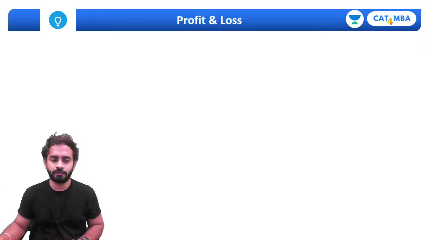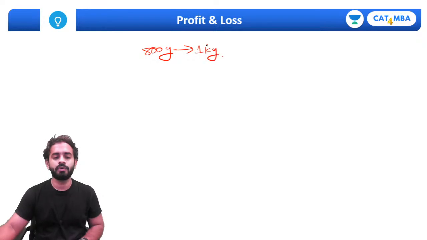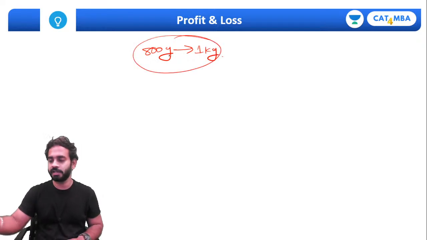Let's take another type of question. Let's say there is a shopkeeper. What he does is he uses a faulty weight of 800 grams instead of 1 kg. Now you have to find out his profit percentage.